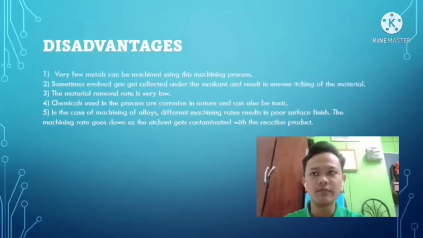Next are the disadvantages. First, very few metals can be machined using this machining process. Number 2, sometimes evolved gas gets collected under the masking and results in uneven etching of the material. Third, the material removal rate is very low. Number 4, chemicals used in the process are corrosive in nature and can also be toxic. And lastly, in the case of machining of alloys, different machining rates result in poor surface finish. The machining rate goes down as the etchant gets contaminated with the reaction product.